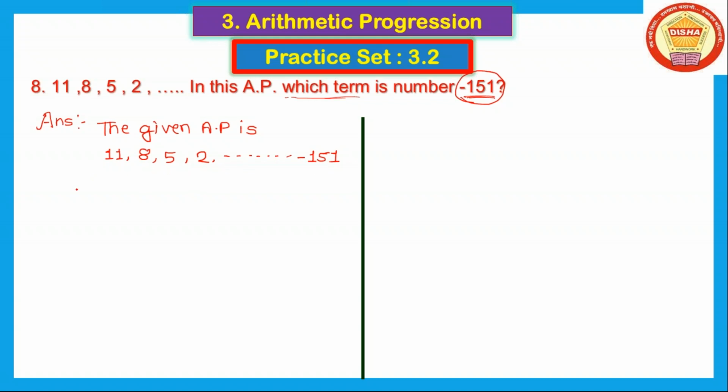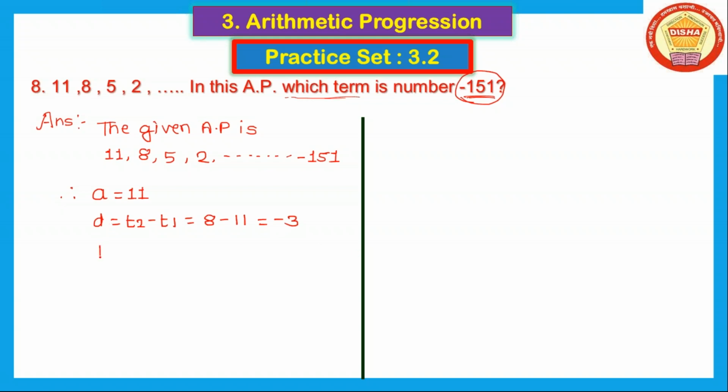From this AP we find the value of a. a is equal to 11. Then we find d is equal to T2 minus T1. That is equal to 8 minus 11, which is equal to minus 3.